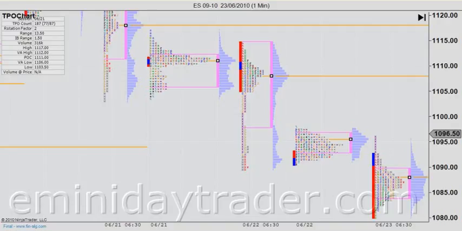Okay, here's a quick look at the market for Wednesday, June 23rd, 2010. Today we had the FOMC announcement. Well, at E-mini Day Trader, of course, we always like to start with a look at the market through the tool called the market profile.